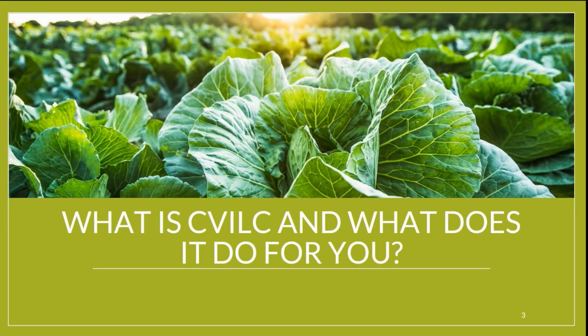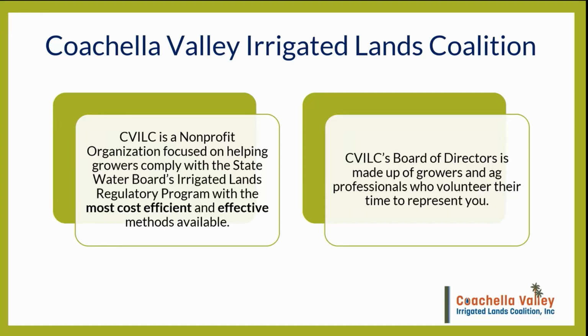All right, so what is CVILC and what does it do for you? The Coachella Valley Irrigated Lands Coalition is a nonprofit organization. The goal of the coalition is to help you comply with the Irrigated Lands Regulatory Program. The order, your general order that you have now, allows for signing up with either an individual discharge permit or joining the coalition, and then the coalition reports for you.